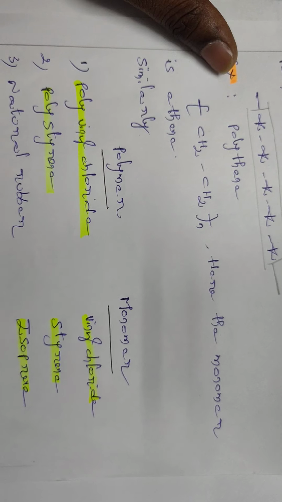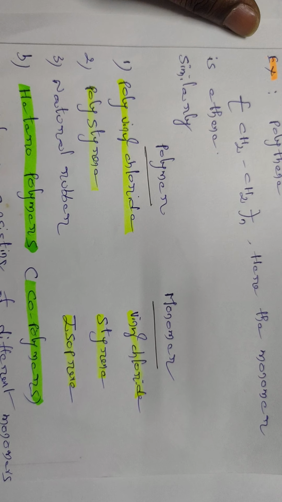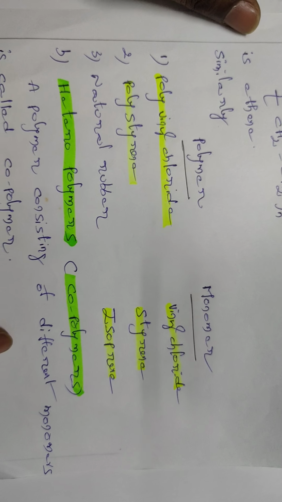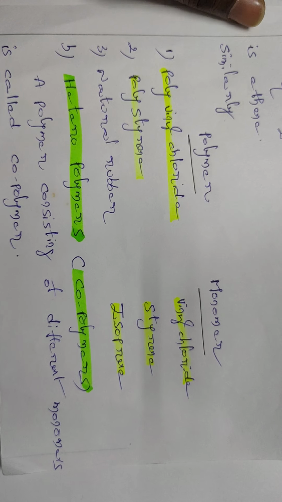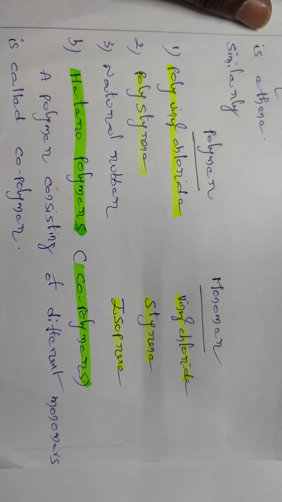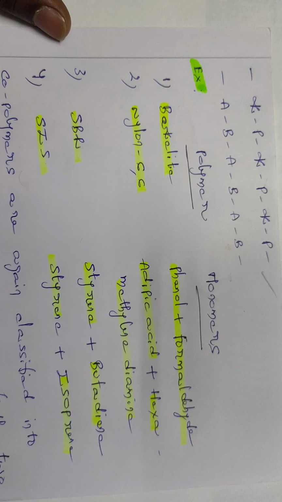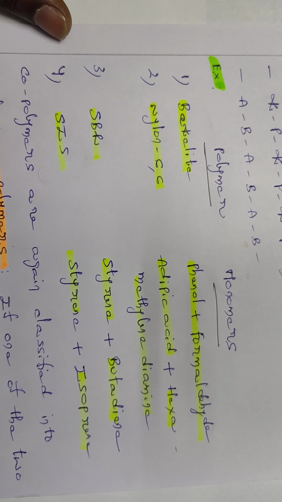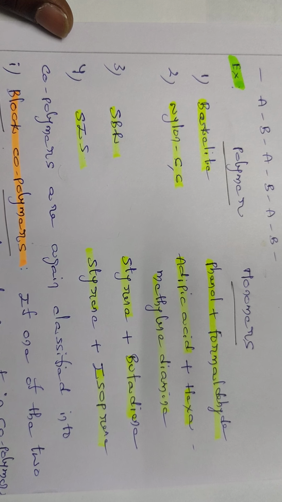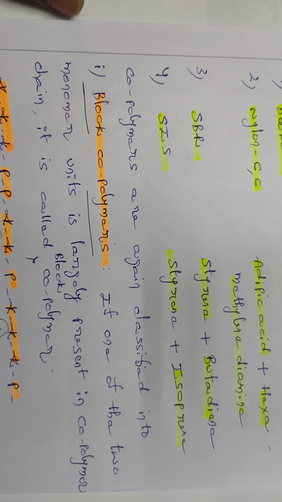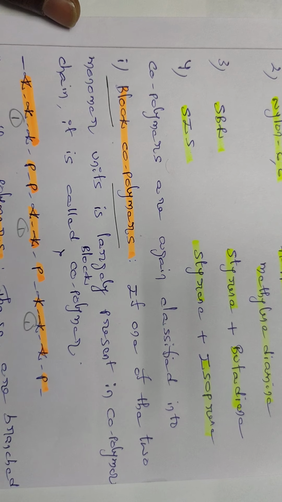And then heteropolymers. Heteropolymer means polymer consisting of different monomeric units. Okay, if the polymer consists of two or more different monomeric units, then such type of polymers are called heteropolymers. What are the examples for heteropolymers? Bakelite, nylon 66, styrene butadiene rubber, styrene isoprene rubber. Okay, again heteropolymers or copolymers are classified as four types.